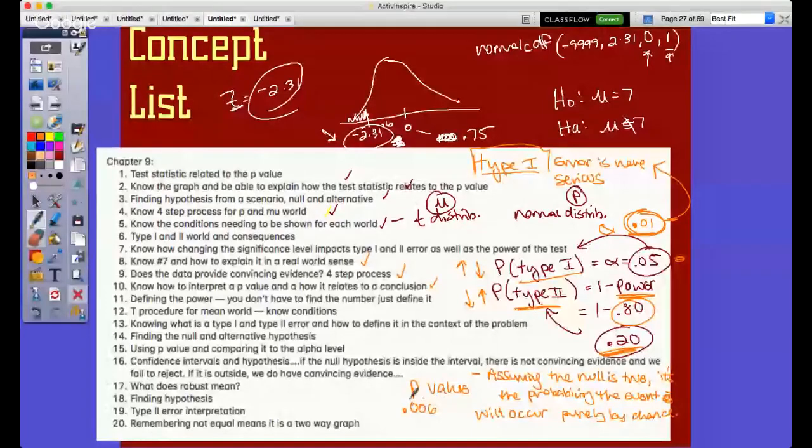Purely by chance. Okay. So if you remember the light bulb illustration, we got a p-value of 0.006. So what's the probability that my sample, I think was 6.8, out of those 40 light bulbs, would have an average of 6.8? The probability that would happen purely by chance is 0.006, which is very low. And that's why we have convincing evidence. So just know the p-value is, we assume the null is true, and it's the probability the event will occur purely by chance.